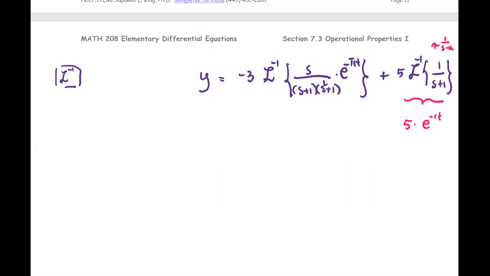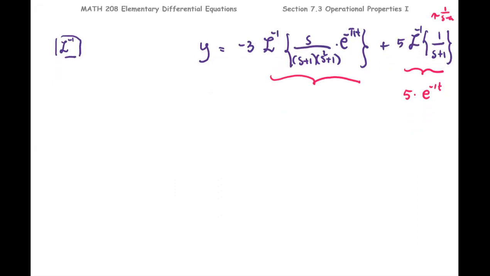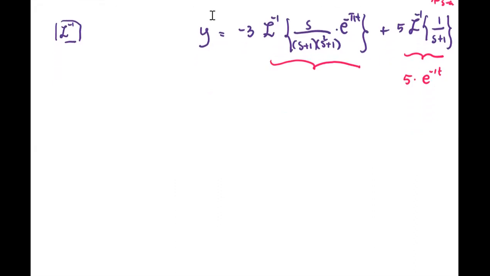Now we're going to work on the first inverse Laplace transform. And this one, we're going to use the second translation theorem again. So this, in the form of the inverse Laplace transform of the function F of s multiplied by e to the negative a s, will give us the function f of t minus a multiplied by the unit step function t minus a.